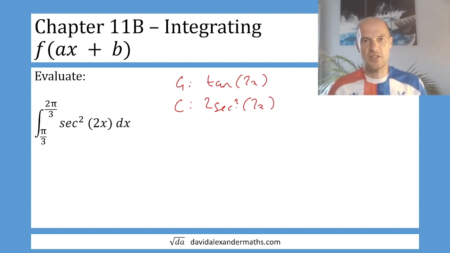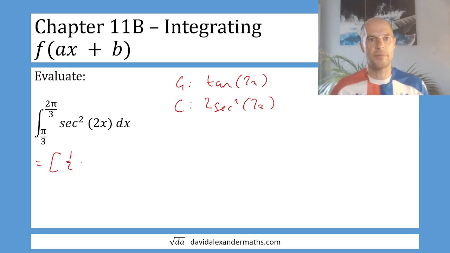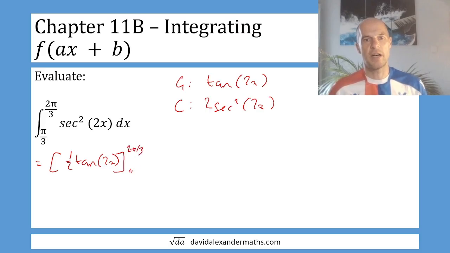So we're getting 2 sec squareds when we only wanted 1 sec squared. So my guess is 2 times too big. So the adjustment will be, I just need to halve it. So that is going to be 1/2 the tan of 2x between the limits of 2 pi over 3 and pi over 3. Now I can take the half outside, so that is 1/2 brackets tan 2x, 2 pi over 3 and pi over 3.